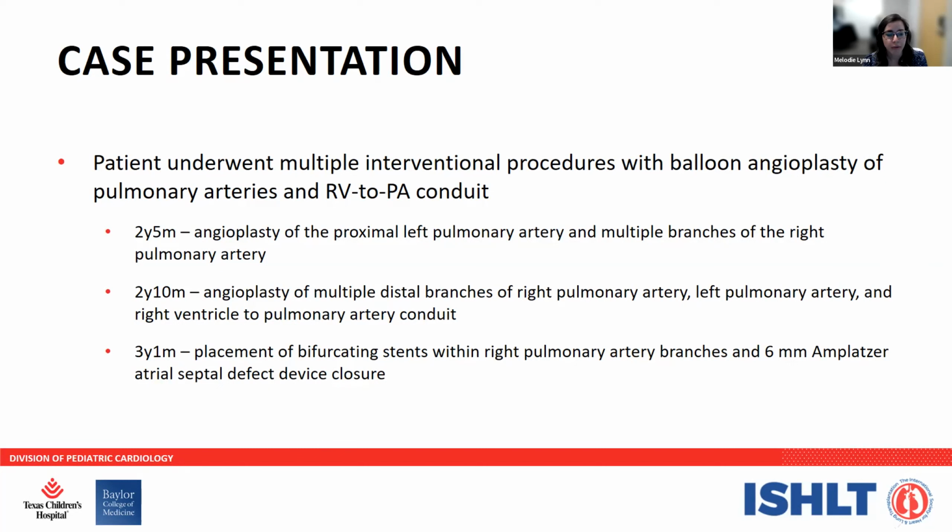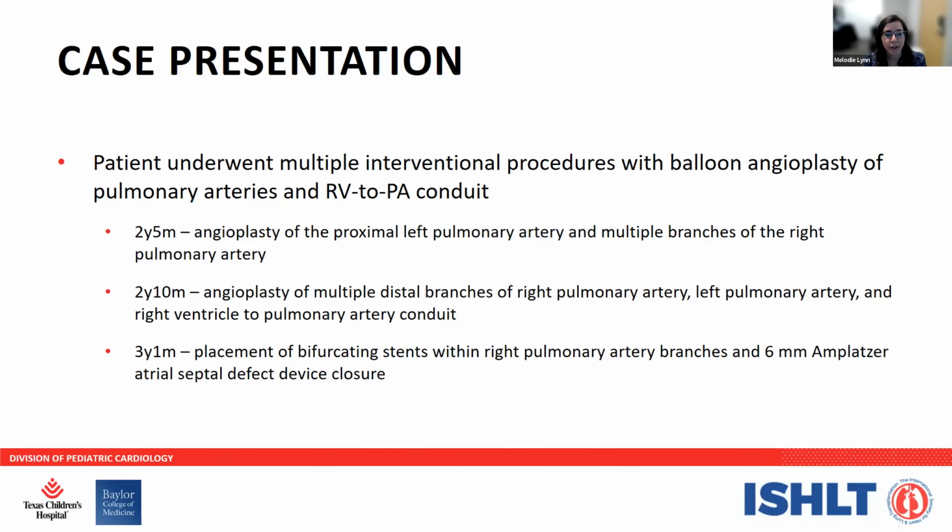She returned to the cath lab for further intervention 5 months later, and at that time her RV pressures were half systemic, so there was some improvement. She underwent further angioplasty of multiple distal branches of her left pulmonary artery, right pulmonary artery, and her RV to PA conduit. This intervention resulted in successful recanalization of a previously completely occluded branch supplying her entire right lower and middle lobes. She did sustain a reperfusion pulmonary edema to the right upper lobe, for which she remained hospitalized for several days. Afterwards, she was weaned down to 4 liters by nasal cannula with oxygen sats in the low 90s.